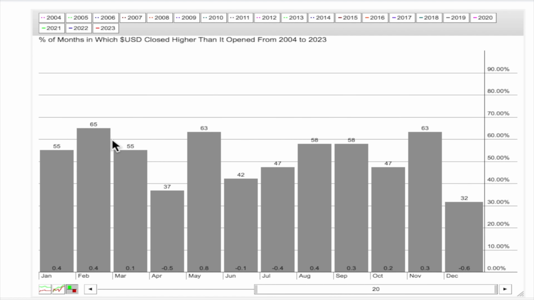And using 20-year, same thing. April is still the weakest. So these are little things you want to keep in the back of your mind, or make some notes, in regards to the seasonality of the dollar, in percent of months in which the US dollar closed higher than it opened, for all the years that I used: the 20, the 15, the 10, and the 5.